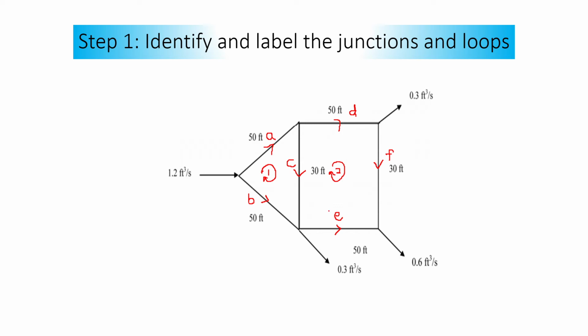After you identify and label the junctions and loops, what is a junction? This is the first junction. A junction means that when the flow is coming from this direction, it divides into two pipes. This is what you call a junction. Okay, this is enough for this part. Let's see the next step.